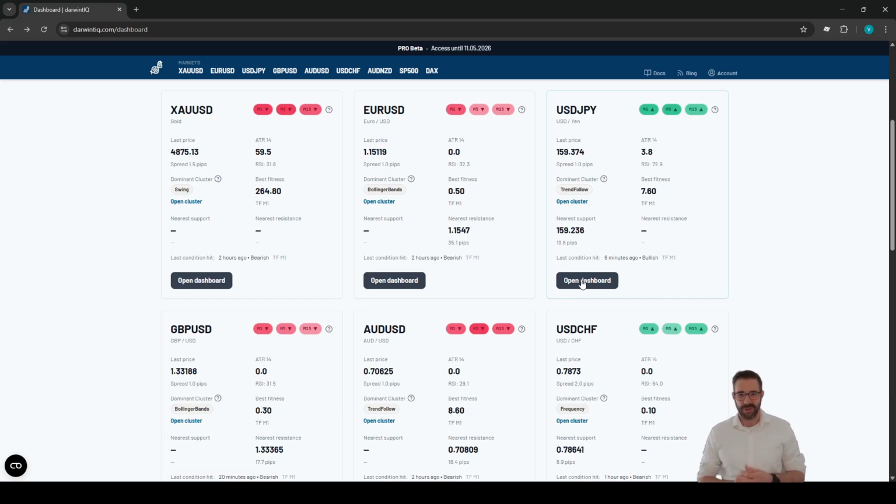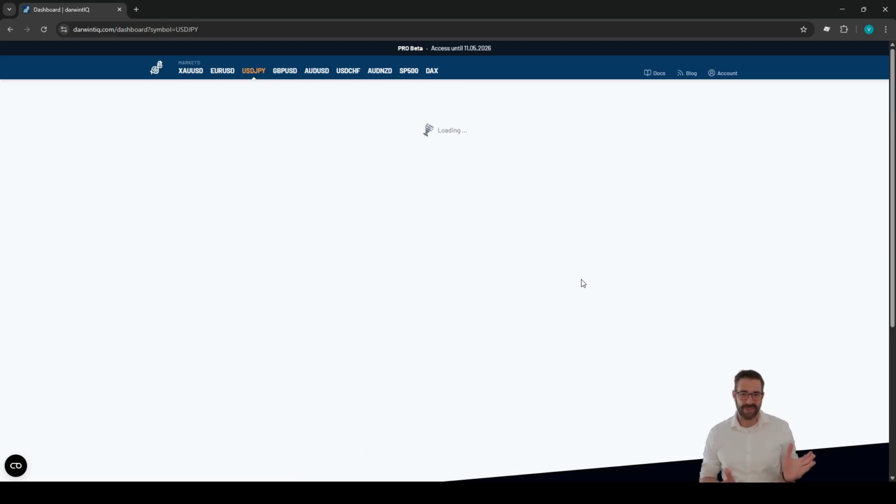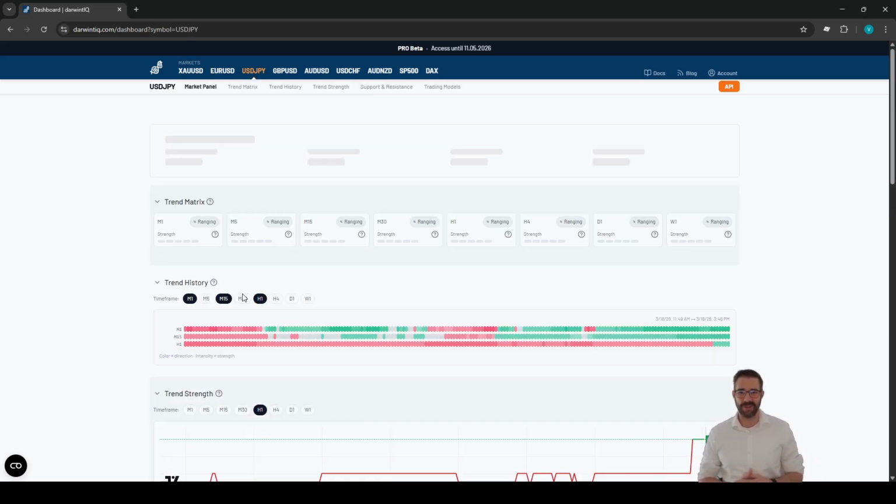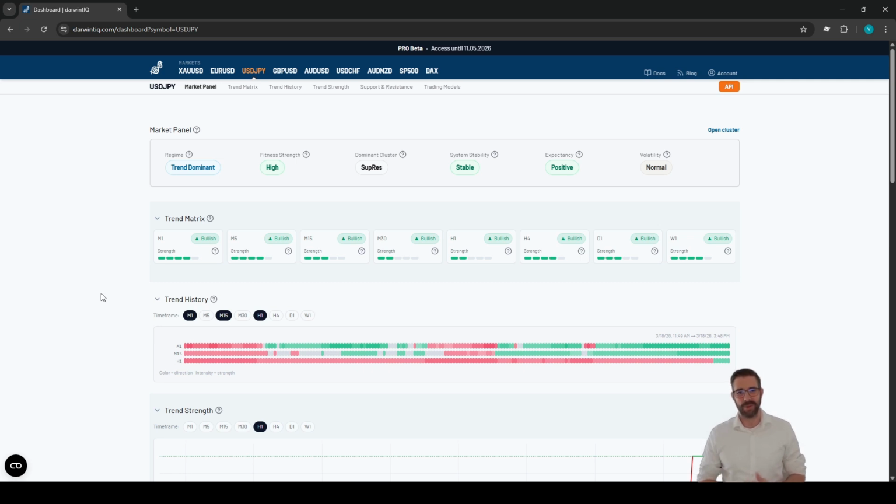Sometimes you'll notice that no dominant cluster is visible. That usually means the system is filtering out noise. In other words, the market may currently lack structure that models can reliably exploit. And that's a valuable signal in itself.